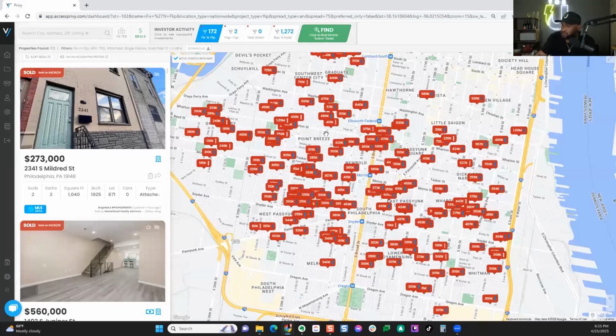We're in South Philadelphia. I can see, hey, look, all right, Devil's Pocket. I can see Point Breeze. I can see Little Saigon. I can see Society Hill. I can see where things are taking place, literally block by block. This is insane. All right, Benson, go ahead and rock and roll.